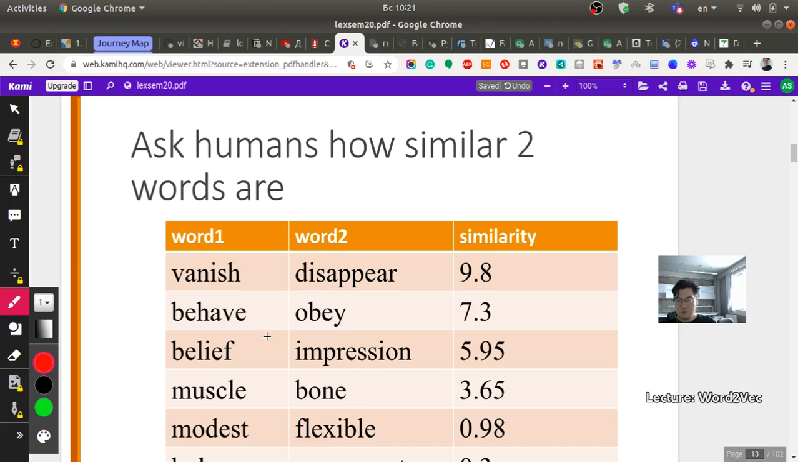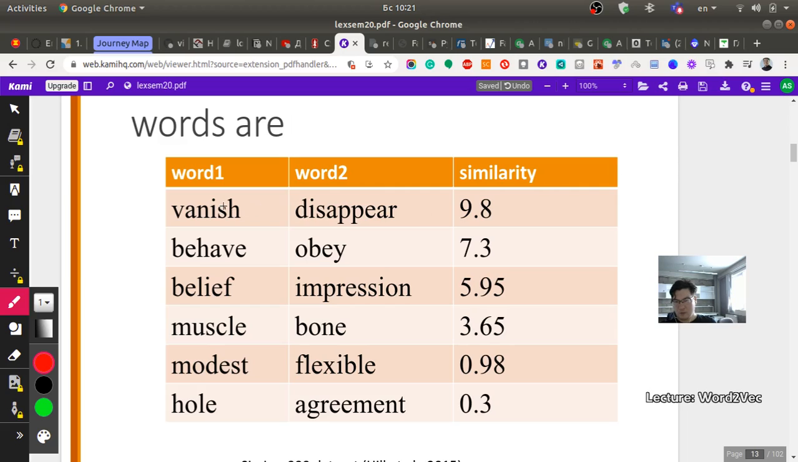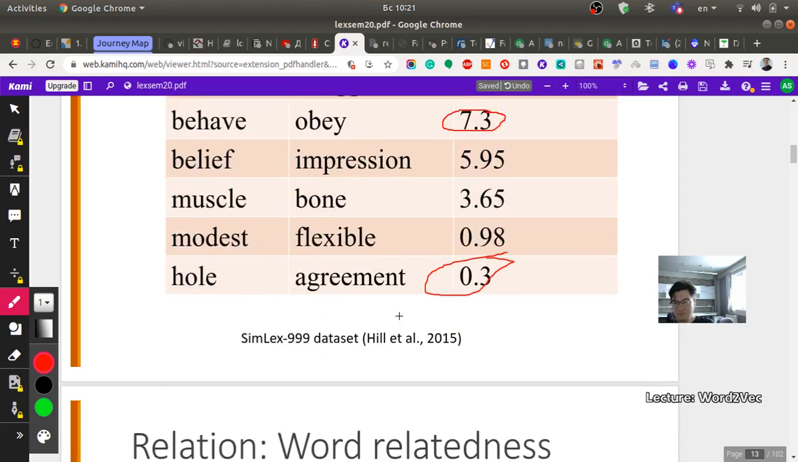Ask humans how similar two words are: vanish, disappear, behave. So we can ask humans and say what is the similarity, out of 10. People say vanish and disappear are mostly similar. For example, behave and obey are similar at 7.3. People give some points for each pair: muscle bone, modest flexible, whole agreement, etc. These are totally different, but someone has given some points to them.